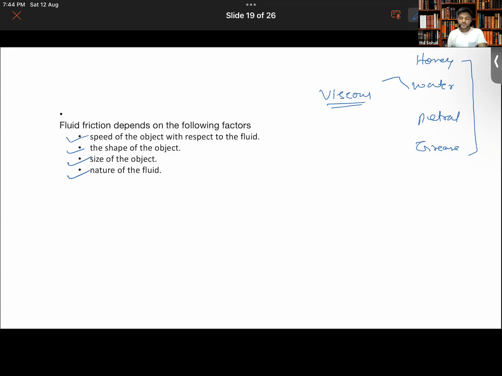So if an object were to move through grease or honey, it will experience more fluid friction, right? If the front shape of the object is blunt, it will experience more resistance, whether in air or in water. That will lead to more resistance, hence more heat generation. And the nature of the fluid that we talked about, if it's viscous.